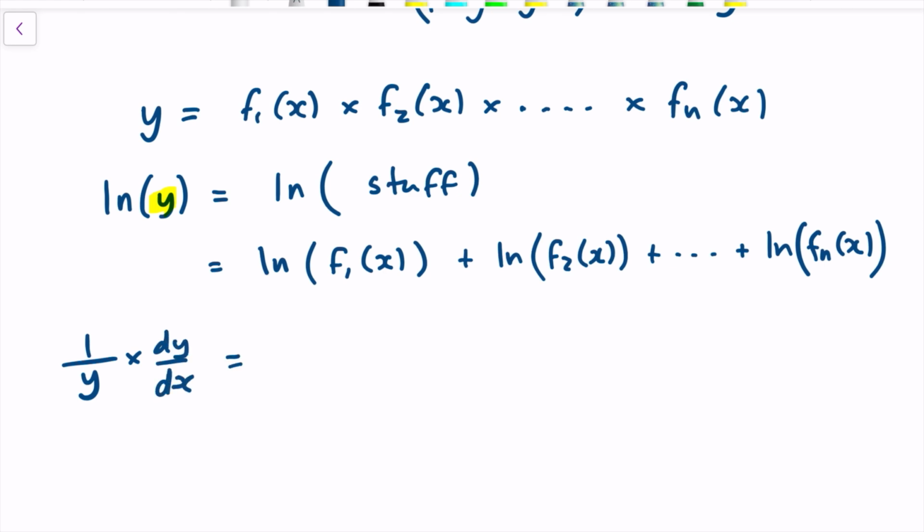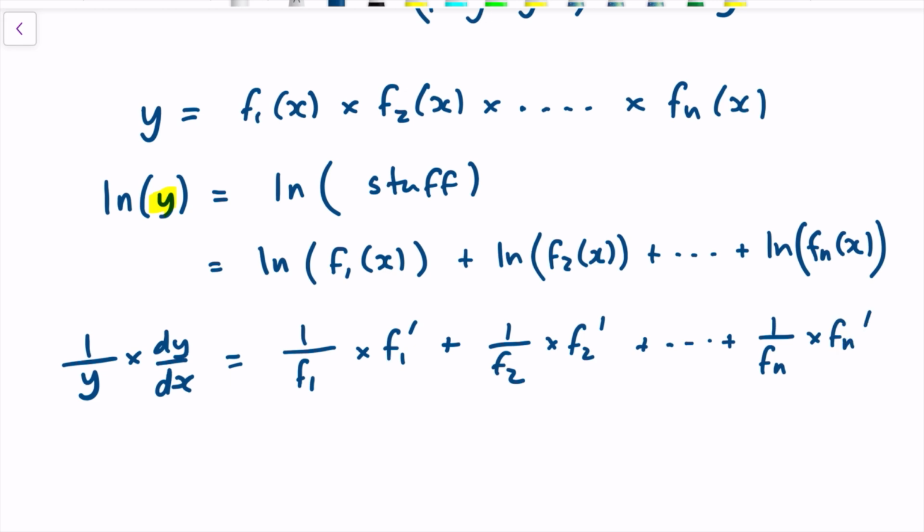On the right-hand side, log of f1 of x differentiates to 1 over that something times the something differentiated. So we get 1 over f1 of x multiplied by the derivative of f1, which I'm just going to write as f1 dash. I'm going to consistently use that notation. So it's 1 over f1 times f1 dash plus 1 over f2 times f2 dash plus all the way up to 1 over fn times fn dash.